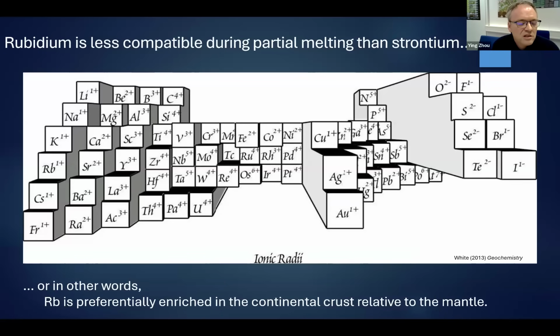So rubidium is what we'd call a large ion lithophile. So here it is on the left. It's a larger ion than strontium, and large ion lithophiles tend to accumulate in the felsic melt. So they tend to be accumulated in things like granites and the upper continental crust, and it leaves behind strontium preferentially. So the rubidium-strontium ratio of the extracted evolved melts will tend to be high. So rubidium is preferentially enriched in the continental crust relative to the mantle.